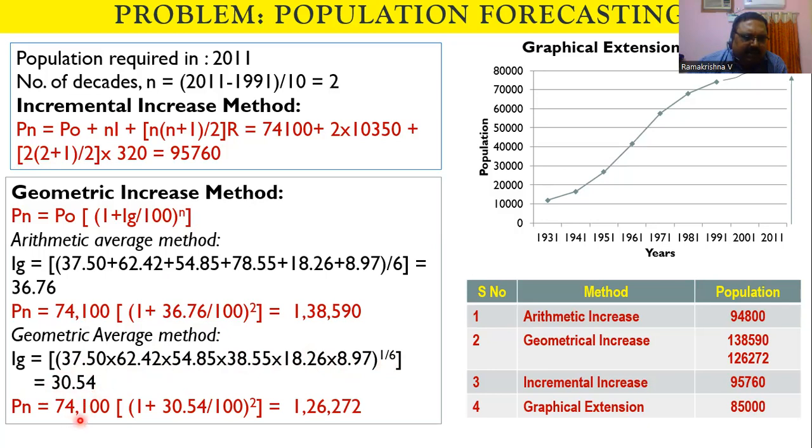You substitute in this formula: 1 plus 30.54 by 100 whole to the power of 2. This 2 is basically the number of decades. The 1 by n is based on the number of entries considered for calculating the average. It is 1,26,272.